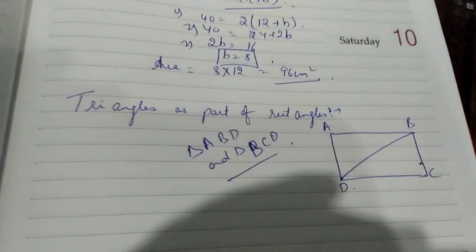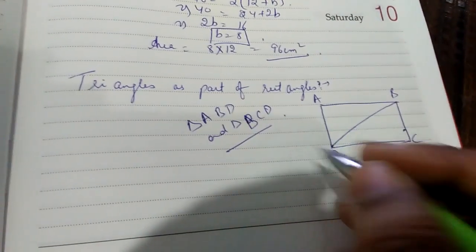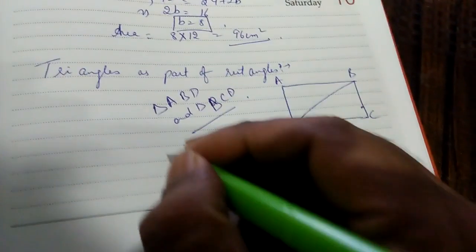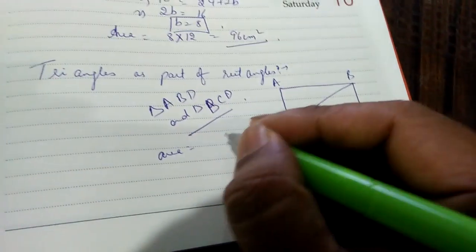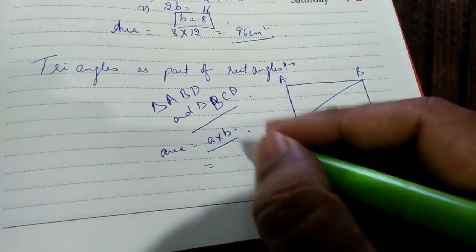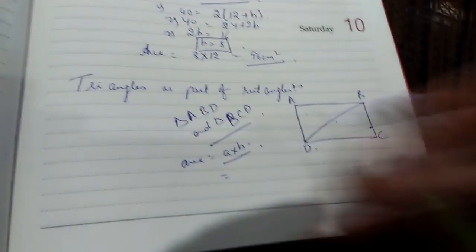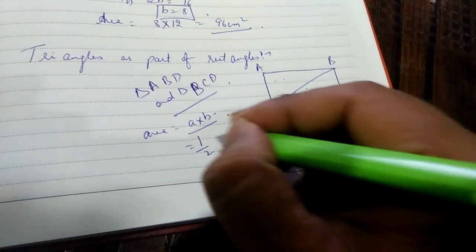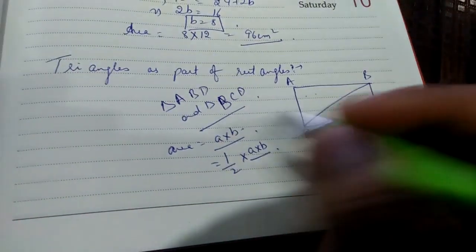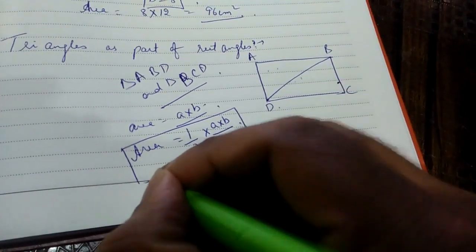Alright. So just in case you can remember this, the area of this particular rectangle is A into B, length into breadth. Because two triangles have been formed, it is half into A into B. This is the area of each triangle. For the time being, remember this.